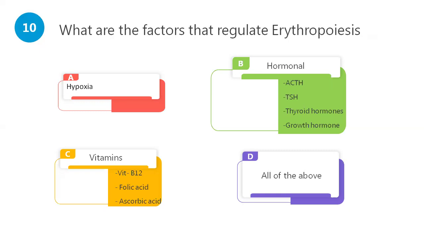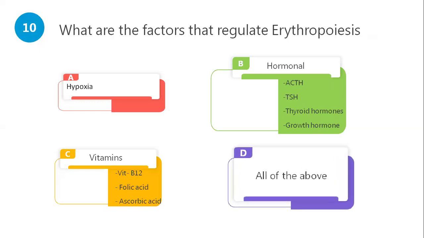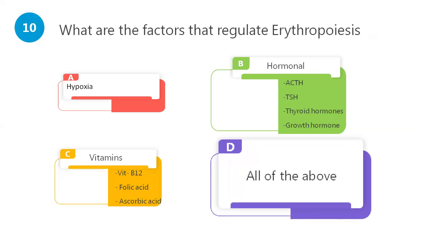So what are the factors that regulate erythropoiesis? Here the right answer is all of the above. Environmental factors such as hypoxia, hormonal factors, and vitamins, all these factors regulate erythropoiesis.